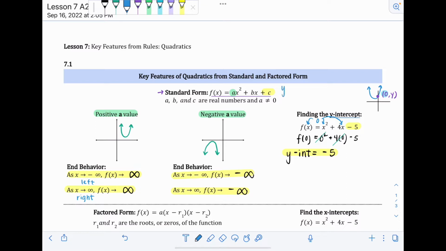So the c value, the constant term, the number without the variable, will always tell you your y-intercept when it's in standard form, because if I were to plug in 0 for my x's to find the y-intercept, this would cancel out, and this would cancel out. So I would just be left with c.